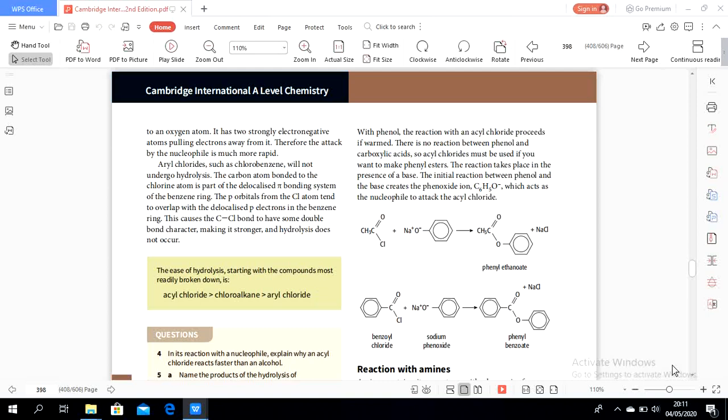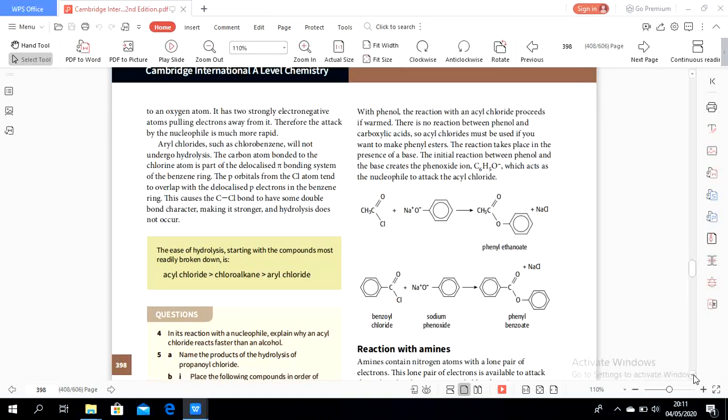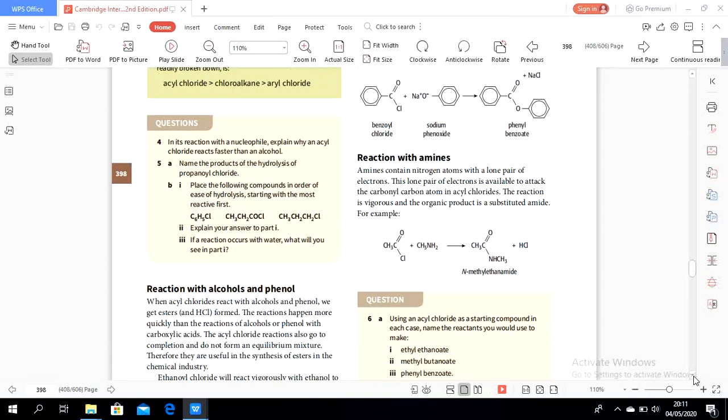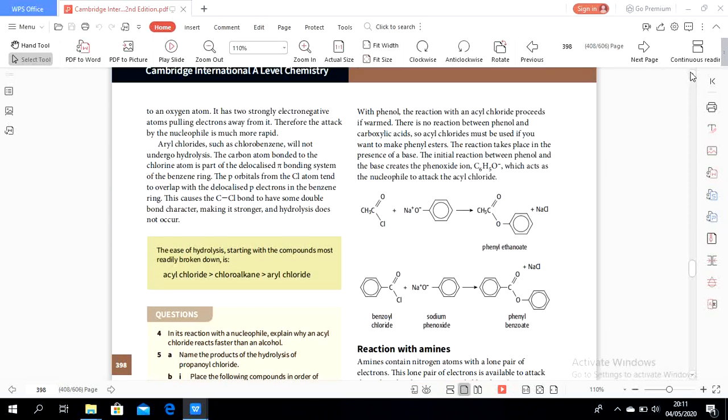Okay, so my explanation is until this point. Later I'm going to continue with other reactions. There are other reactions, with alcohol and phenol I already explained, and reaction with amines was already explained from our textbook.